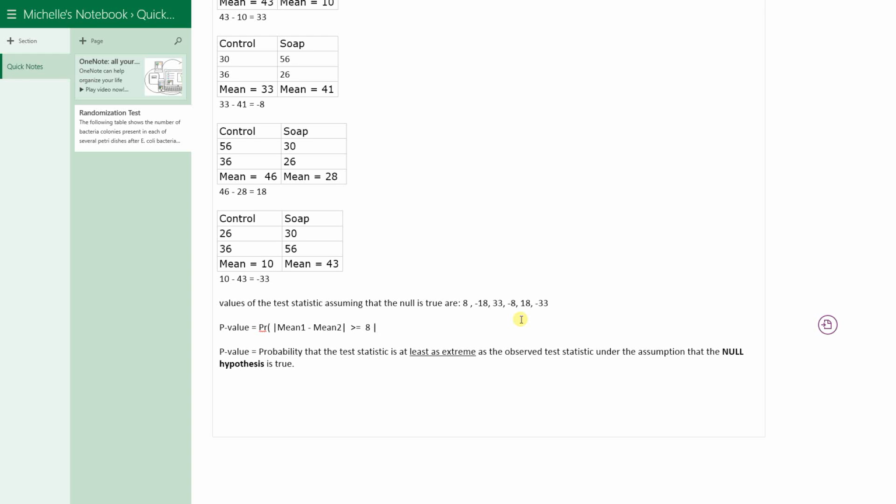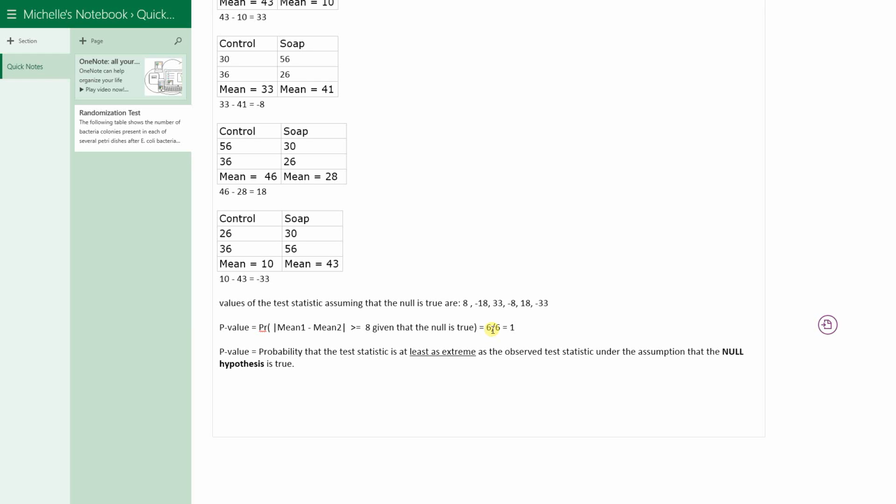Given that the null is true. So we have the distribution of the test statistic given that the null is true, and we can find the number of times it's more than or equal to 8. So every time, right? 1, 2, 3, 4, 5, 6. 6 out of 6 times is greater than or equal to 8. So the p-value equals 1.